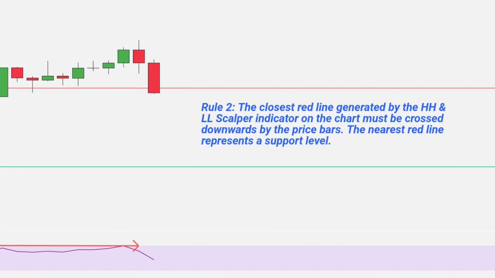Rule 2. The closest red line generated by the HH LL scalper indicator on the chart must be crossed downwards by the price bars. The nearest red line represents a support level.